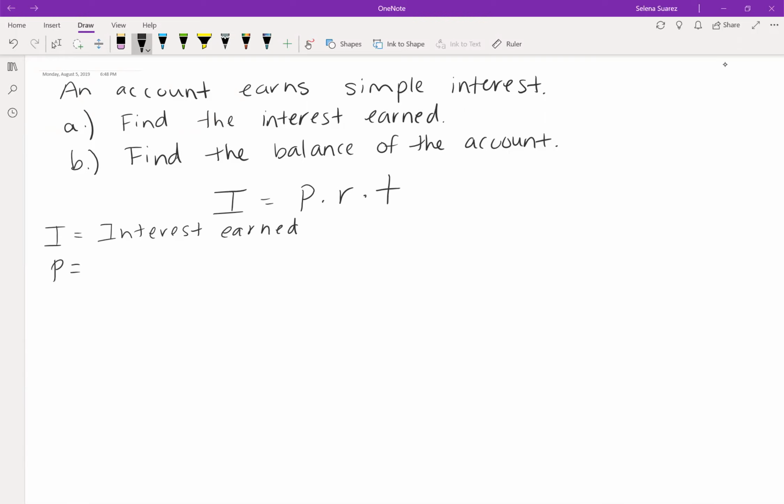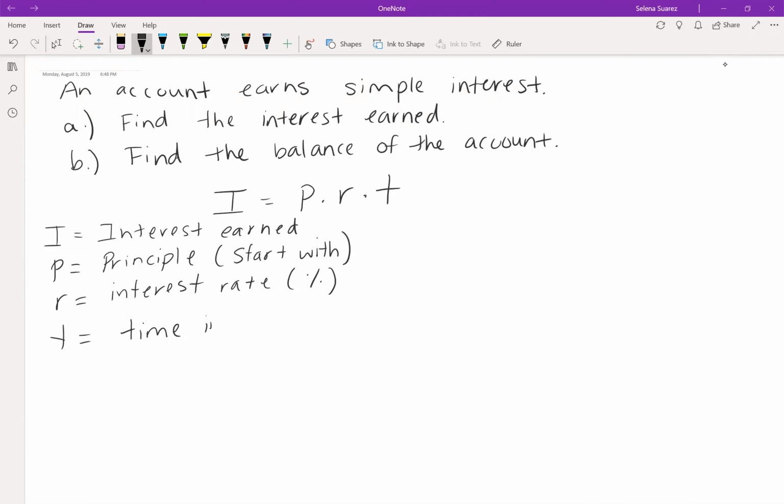P means the principal, which is basically what you start with. And then R is the interest rate. So it's always a percent, with a percent symbol. And then T is time, and it's always going to be in years. This is going to be important. It's always going to be in years.